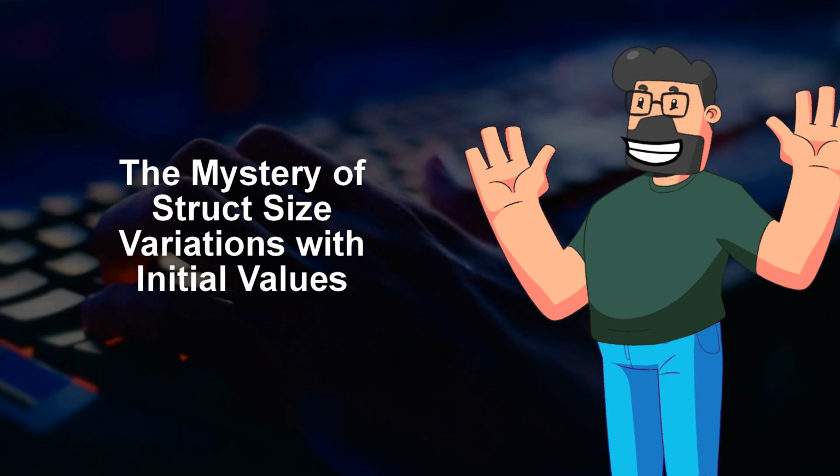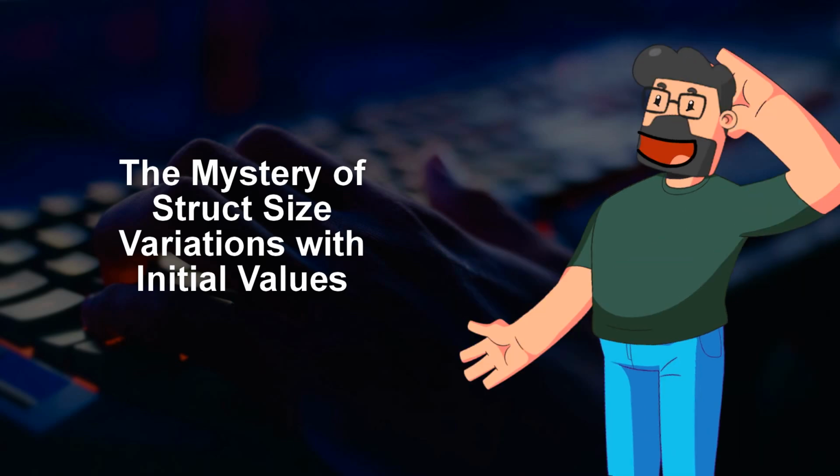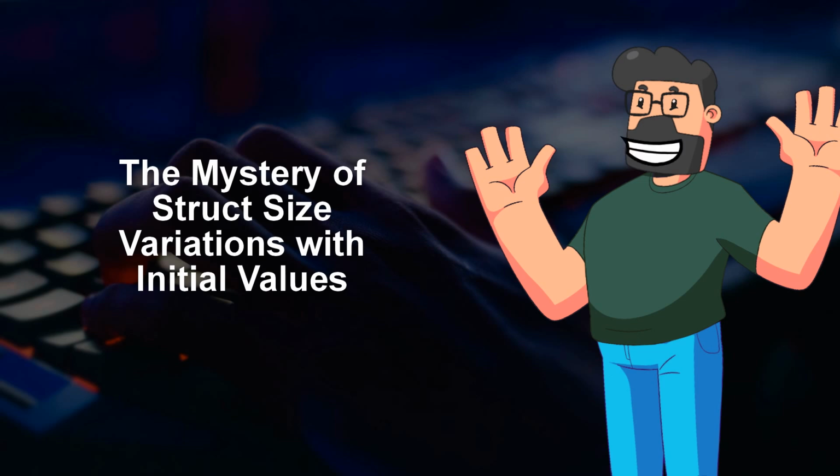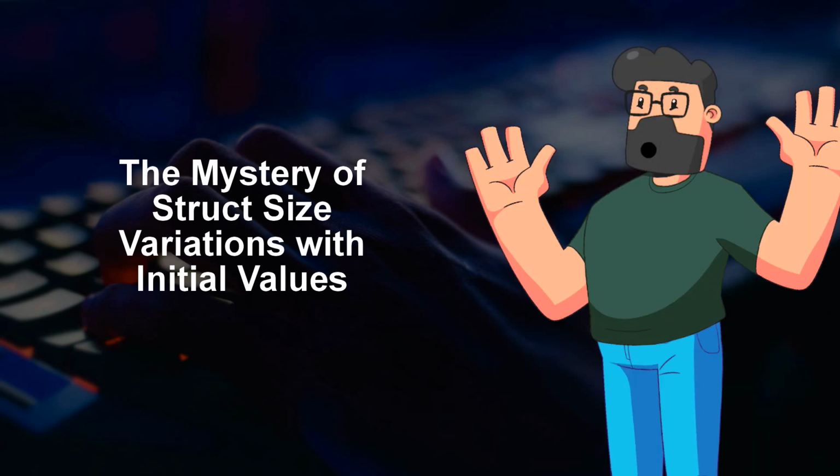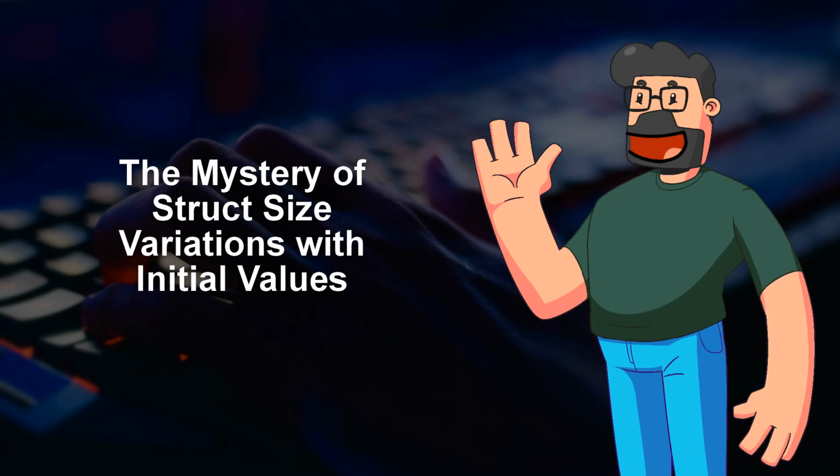In the code snippet provided, we have two structs, D1 and D2, which have the same data members. However, the size of the objects created from these structs is different, leading to a static assertion failure. Quite a head-scratching problem, isn't it?